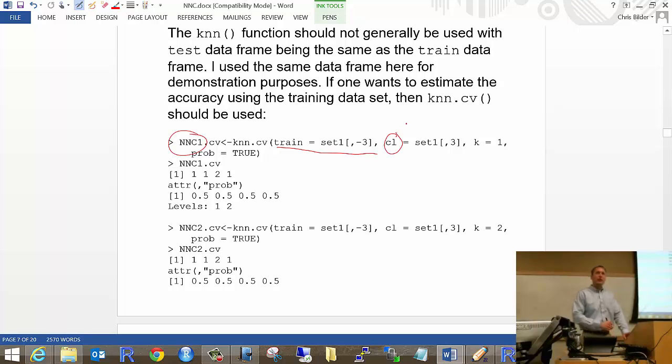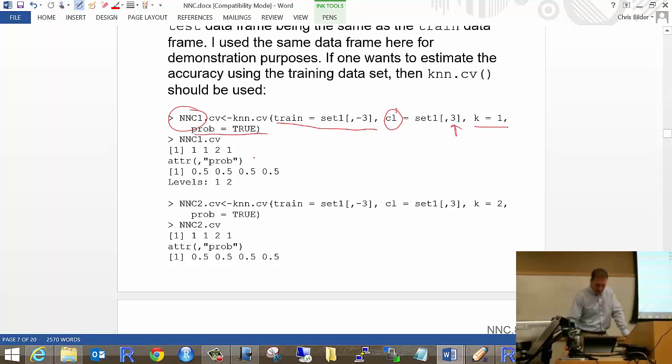CL stands for what are the actual classifications. Again, that would be column 3 in my data. I'm going to use k equal 1. I'm going to say prob equal true. So notice the only thing that we don't have is the test argument. That's because we're using cross-validation. In this case, you would always be trying to classify the observations in the data set itself.